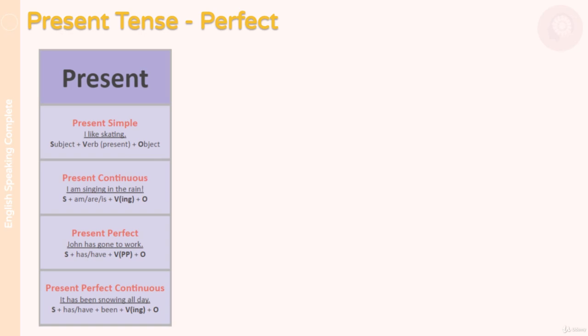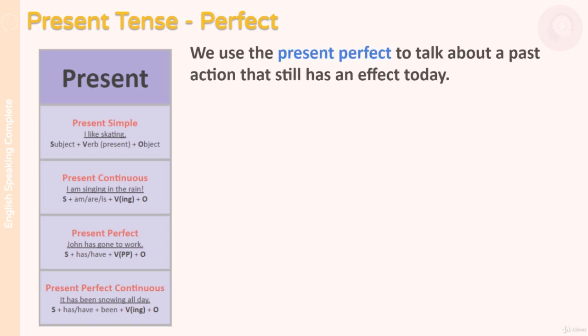Okay, so let's begin with the present perfect tense, which is, of course, here. Now, we use the present perfect to talk about a past action that still has an effect today. So something that happened in the past but has an effect today, such as John has gone to work. He went to work sometime before. We don't know when. It's not really too important, but he has gone now as well. The effect is he's not here.